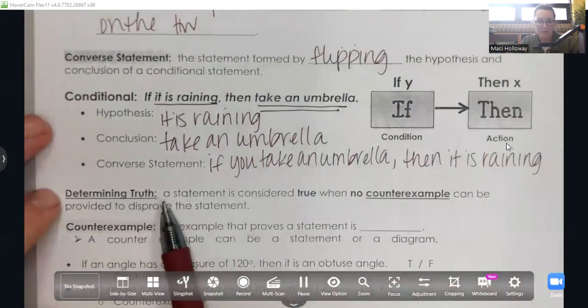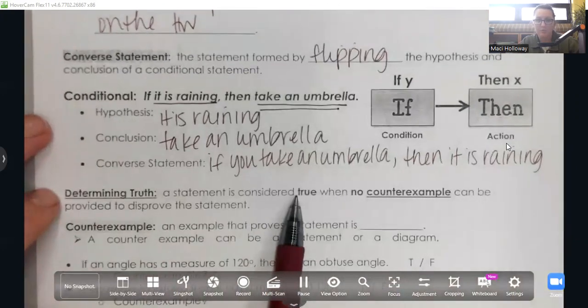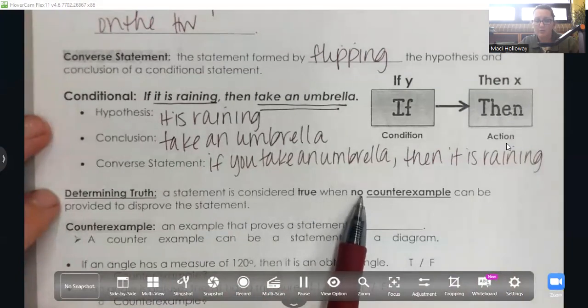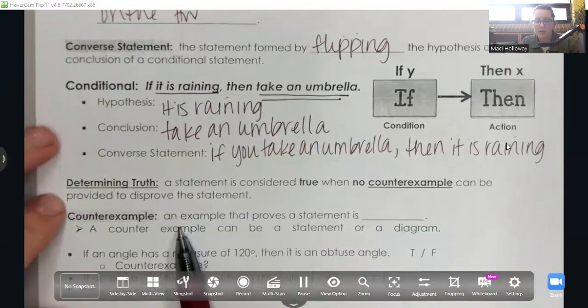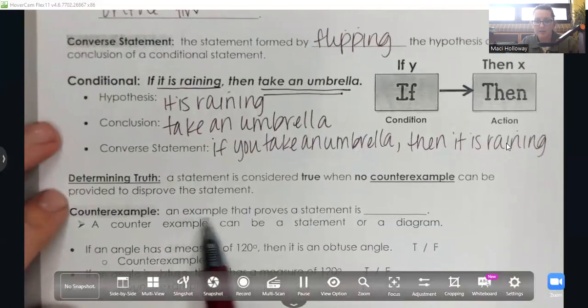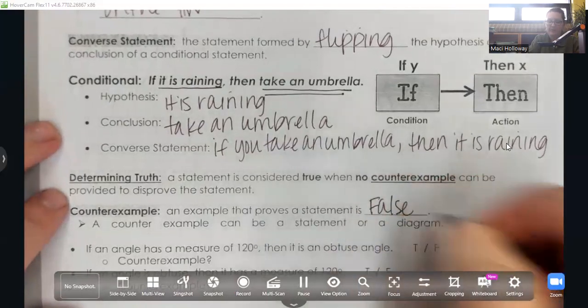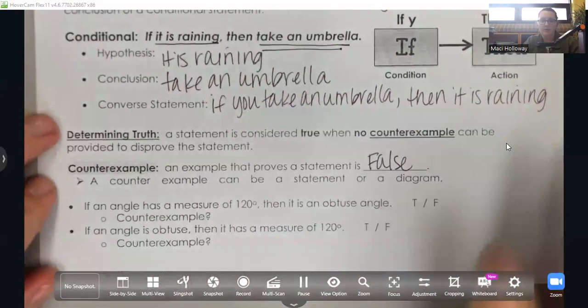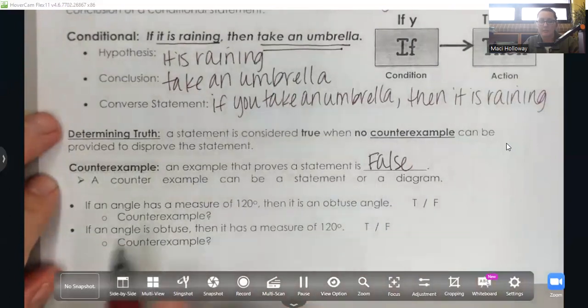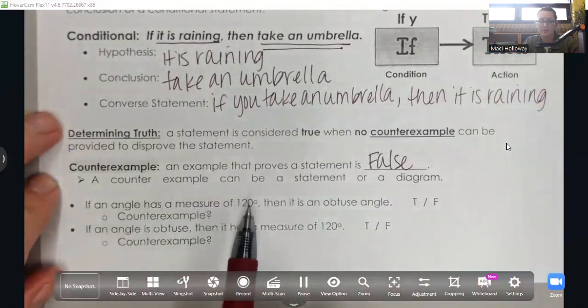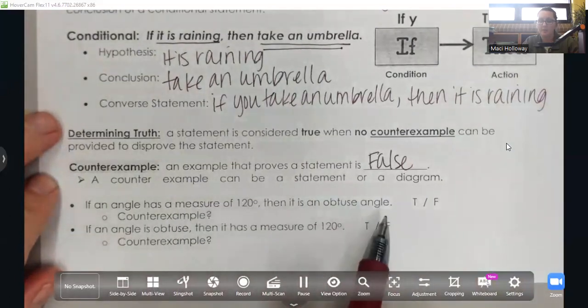So determining truth: a statement is considered to be true when no counterexample can be provided to disprove the statement. A counterexample is an example that proves the statement is false. A counterexample can be a statement or a diagram. So if an angle has a measure of 120, then it's an obtuse angle. Is that statement true or false?